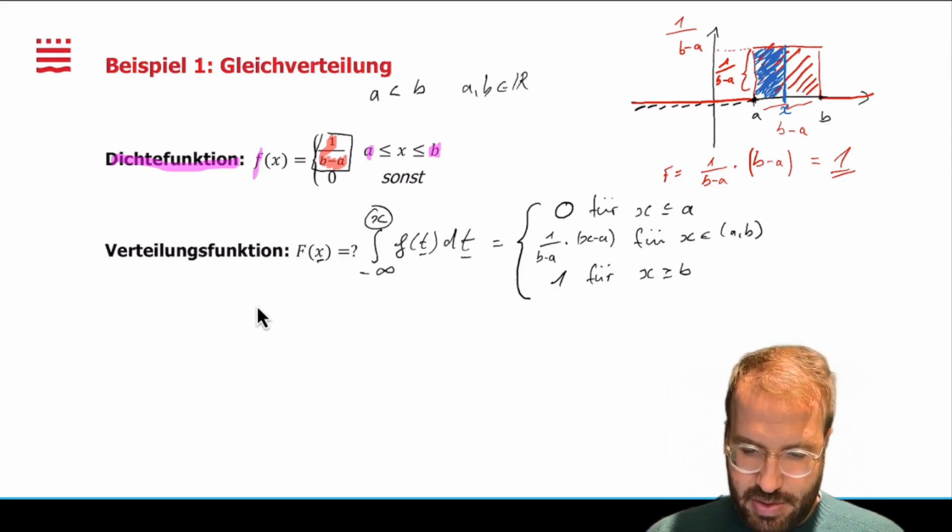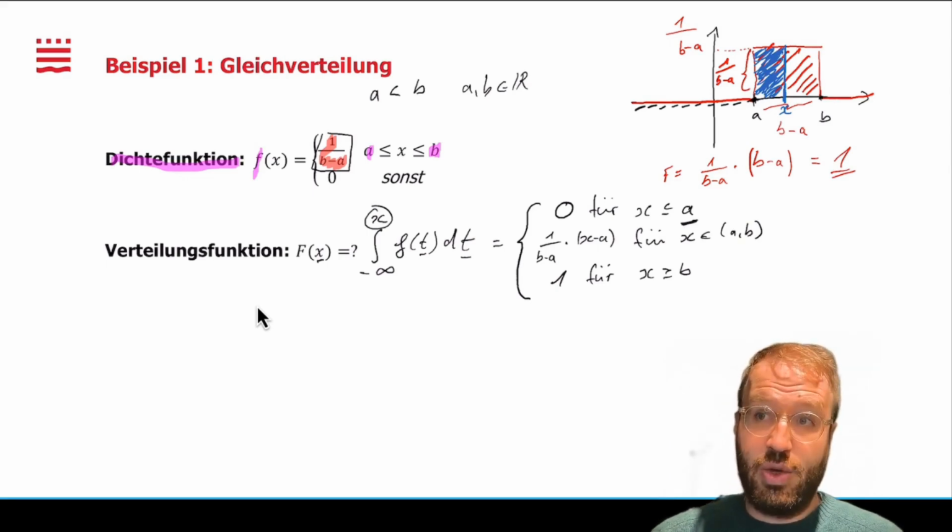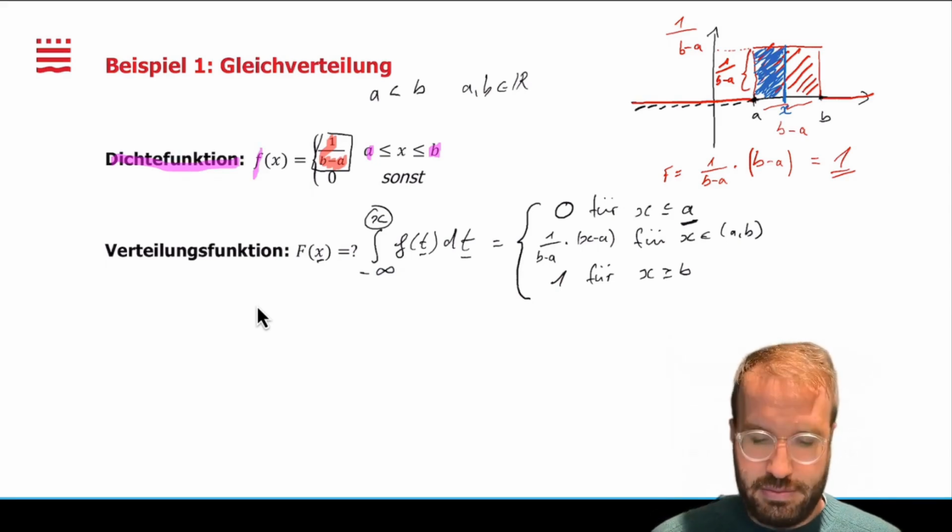And if you substitute a, then you can see that the function is 0. And when you substitute b, you can see that the function is exactly 1. From this, you can also see that the whole becomes continuous. You can also try to sketch the distribution function, perhaps as a task.